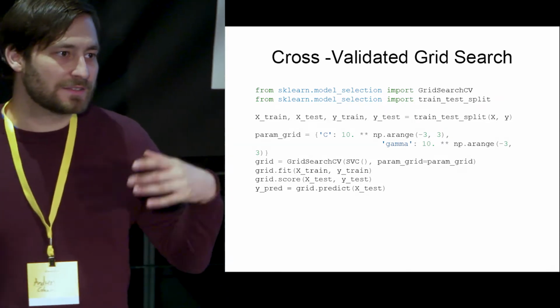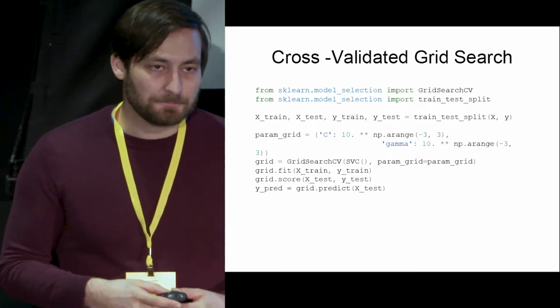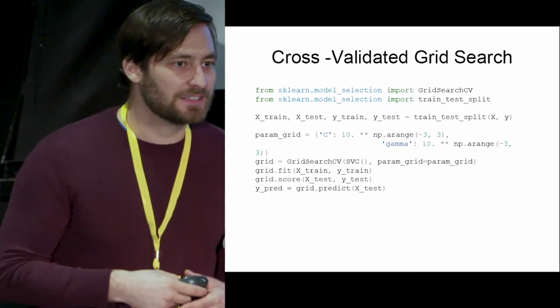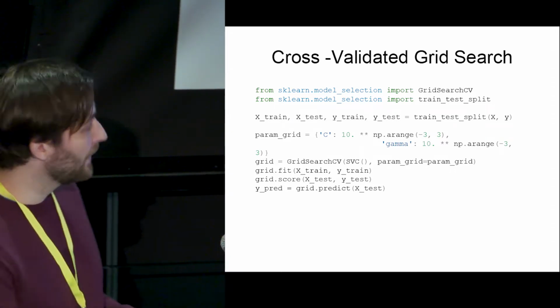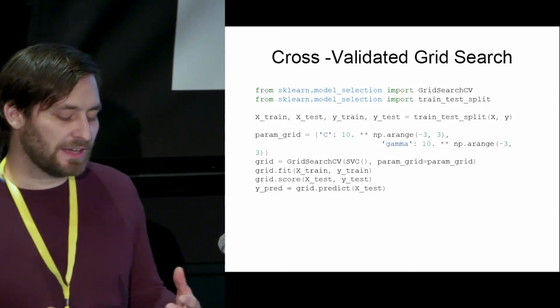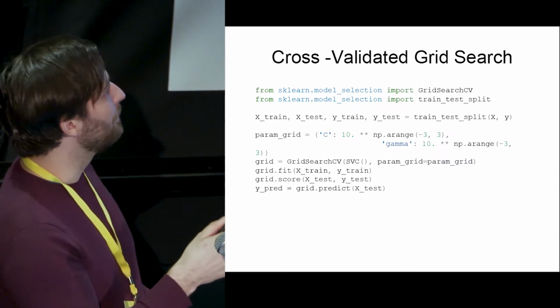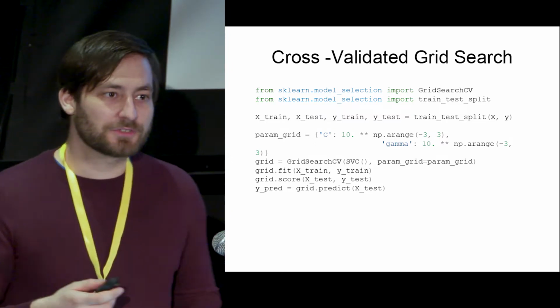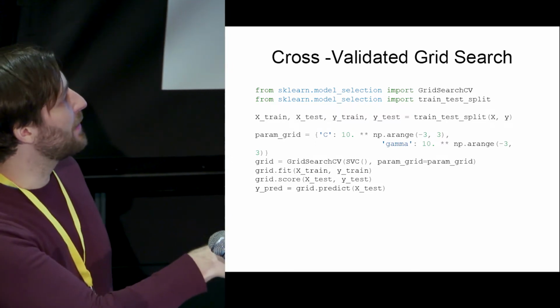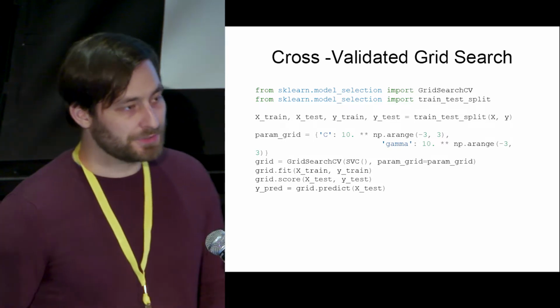Fit now runs the grid search with cross-validation, will select the best parameter settings, and will rebuild the model using the best parameters found on the whole training set. And then you can use this grid object just like any other classifier and call score, predict. So running this grid search looks exactly like applying any other model in terms of the methods you would use.